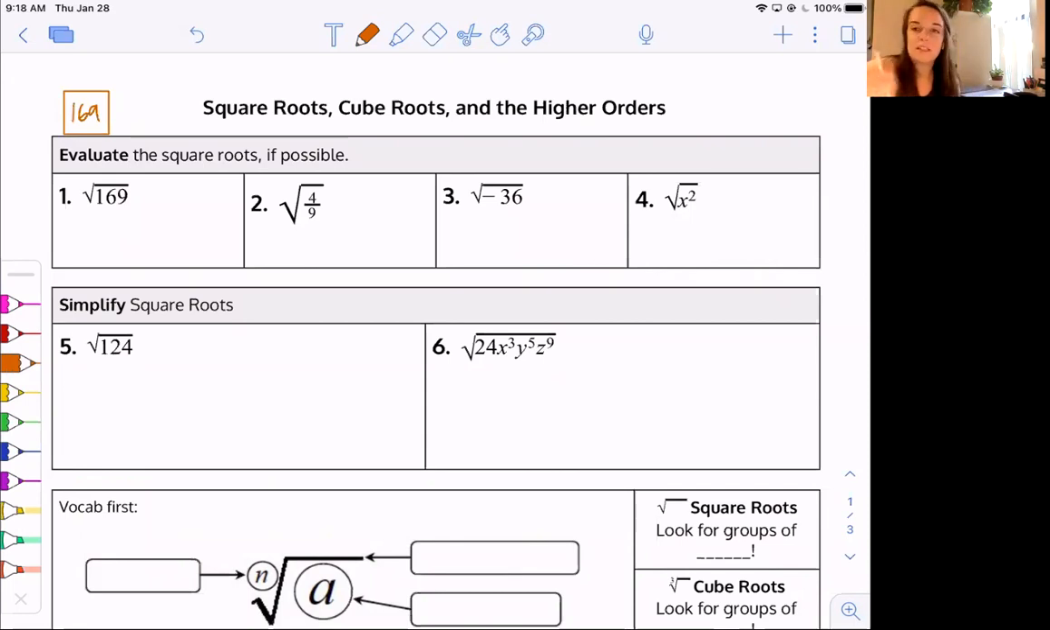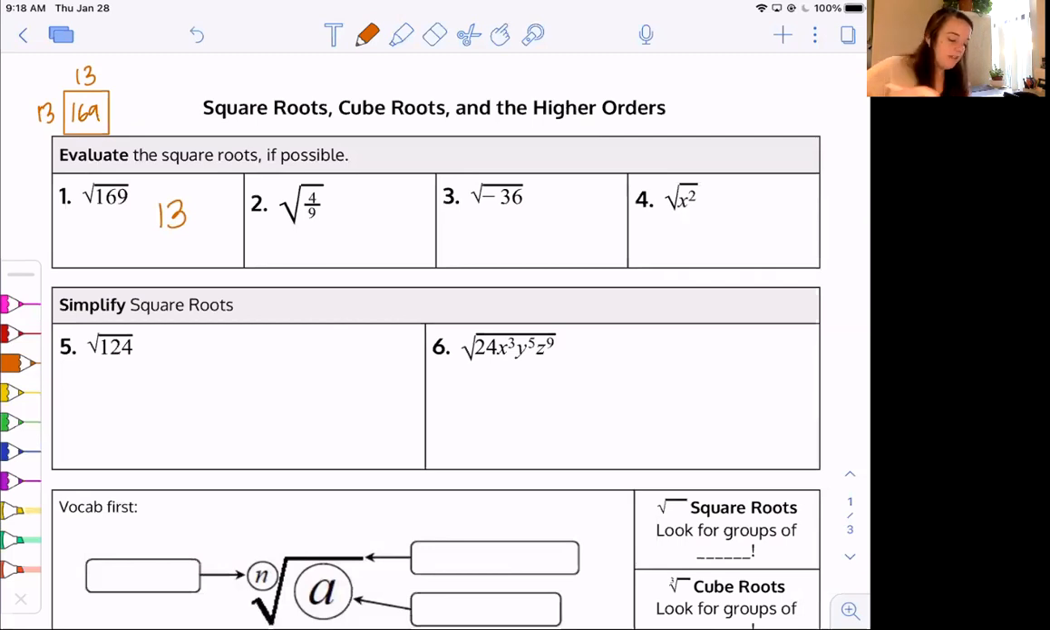I'm trying to figure out what is the side length. The square root is the side length, right? In that area, 13 times 13 gives me 169. The side length that I'm looking for is 13. So the square root of 169 is 13.